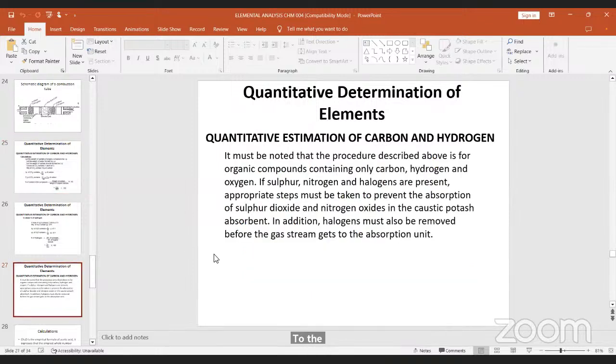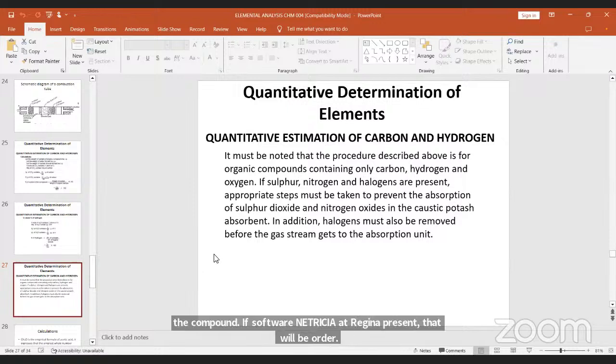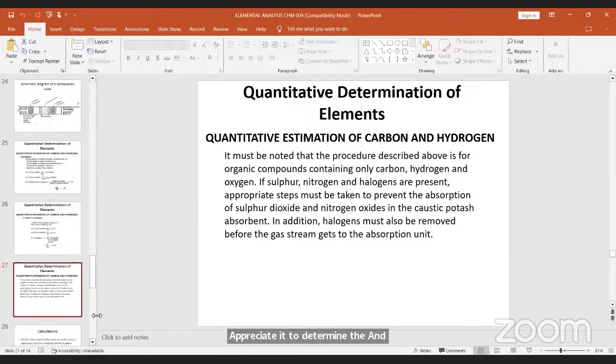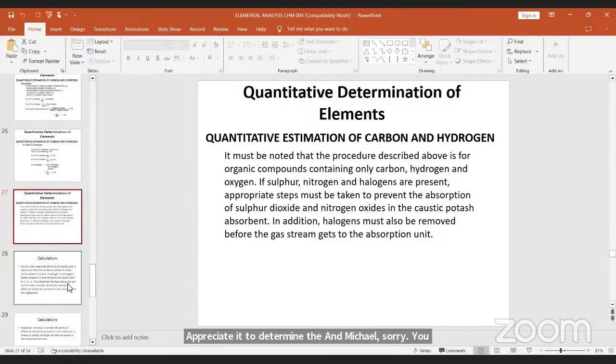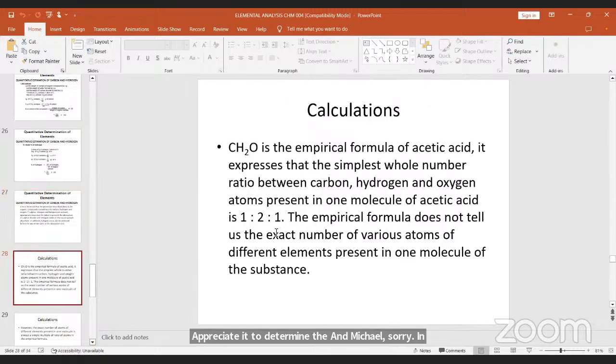Now, it must be noted that the procedure that we just discussed is just for a compound that has only carbon and hydrogen, and possibly oxygen in the compound. If sulfur, nitrogen, and others are present, there will be other appropriate steps to determine the amount of such in the compound. So let us look at some few explanations of some of the calculations.